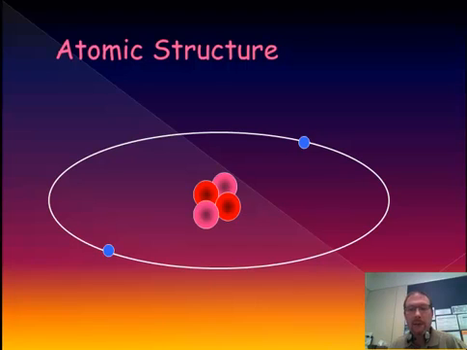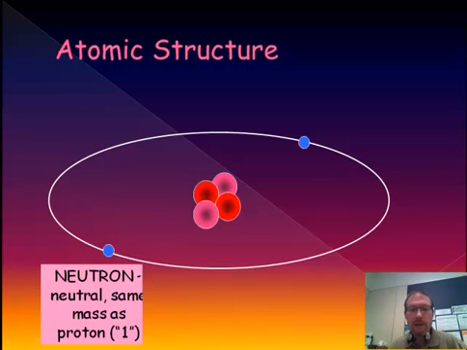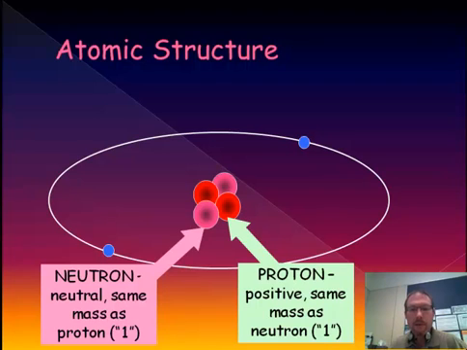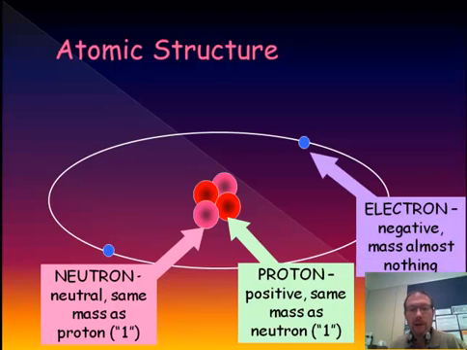So again, just kind of recap atomic structure. We saw this in the first video. You have neutrons in the nucleus with a mass equal to a proton but no charge. Protons, also fairly large in mass, but they've got a positive electric charge. Electrons orbiting with a negative electric charge equal to the positive charge in the proton, but the mass of the electron is so much smaller.